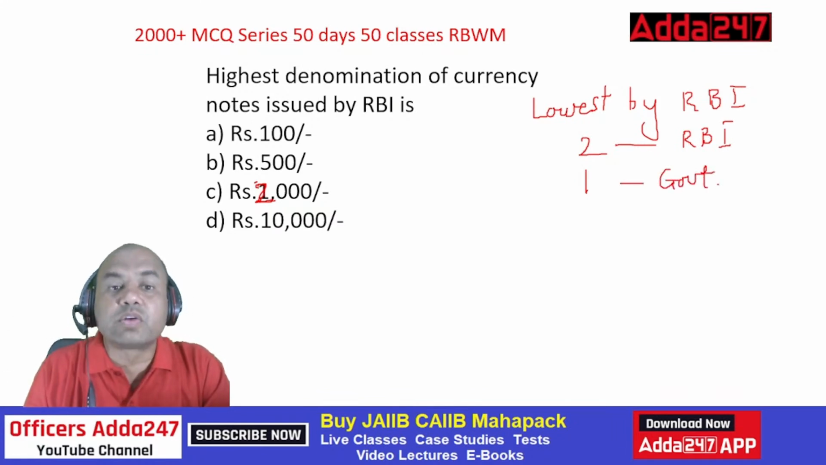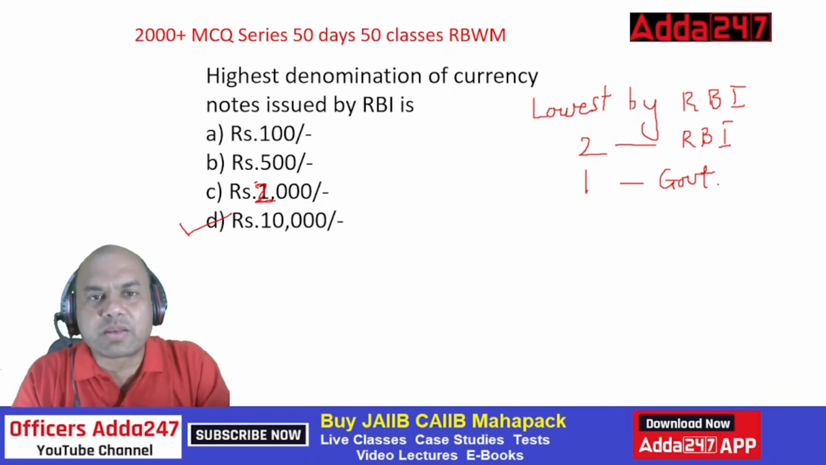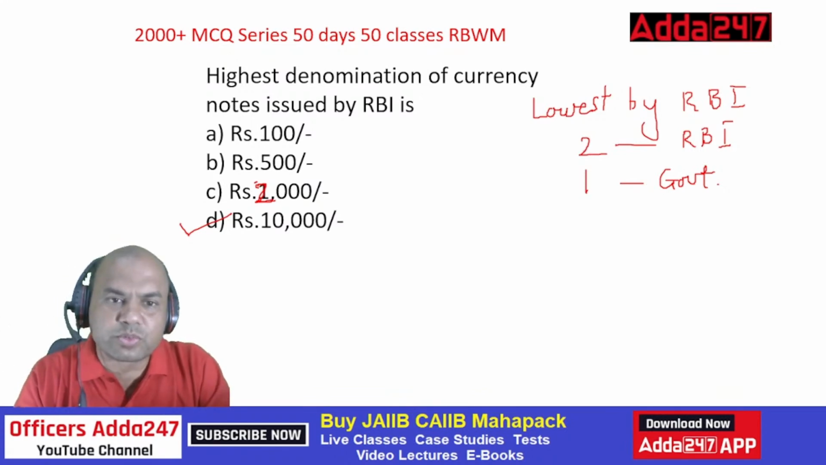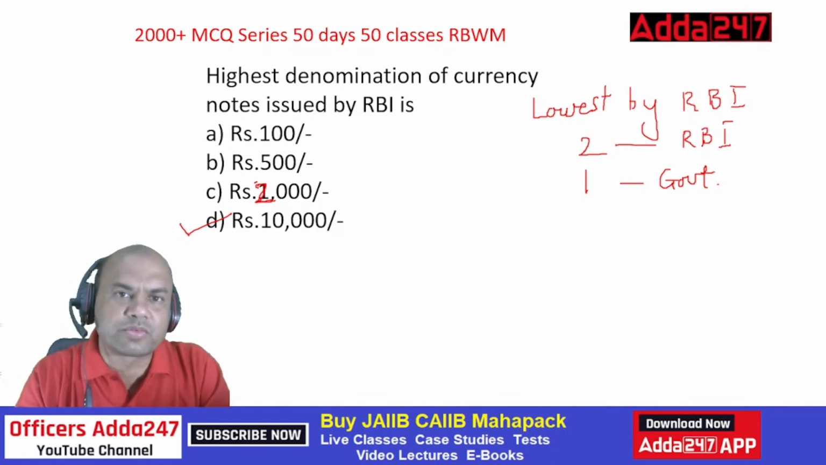Okay, so what is the highest one then? Highest is 10,000. Maximum RBI can print a note up to rupees 10,000, but generally doesn't print. Now RBI doesn't want higher denomination notes, so that's why it's taking back 2,000. So after a few years, I think 500 will also be taken off, isn't it?